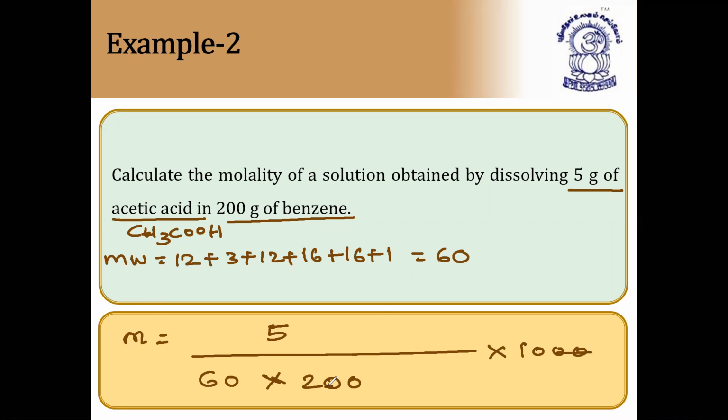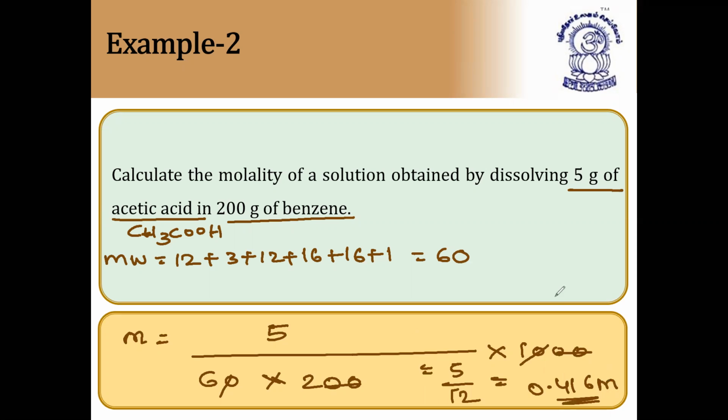So 0, 0 gets 0, 0, 1 more 0 for 60. So it is 5 by 12. So 5 by 12 becomes, you have to divide 5 with 12. I know it is easy. So 5 divided by 12 is equal to 0.416.